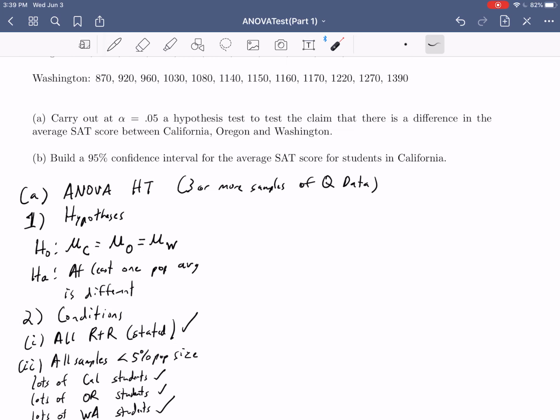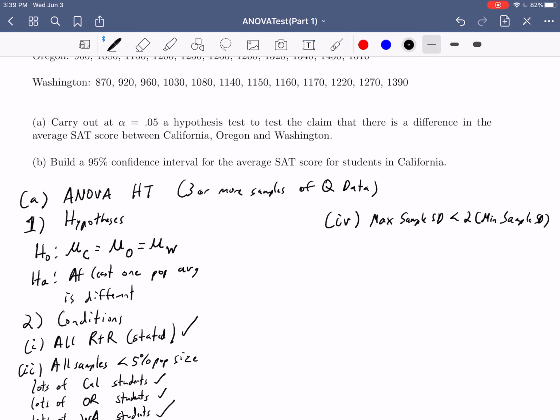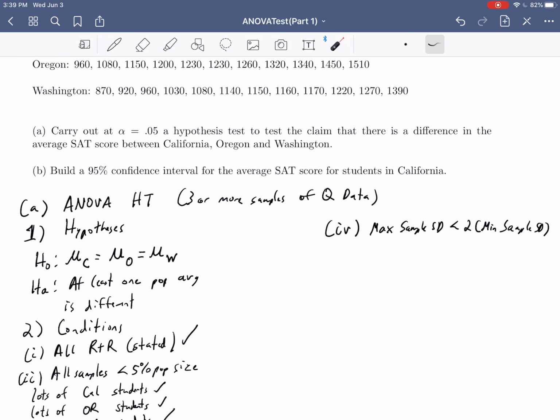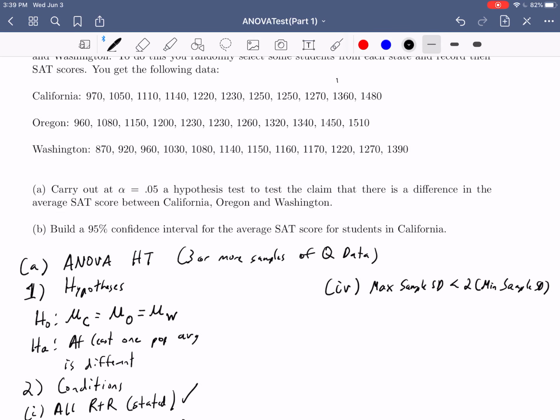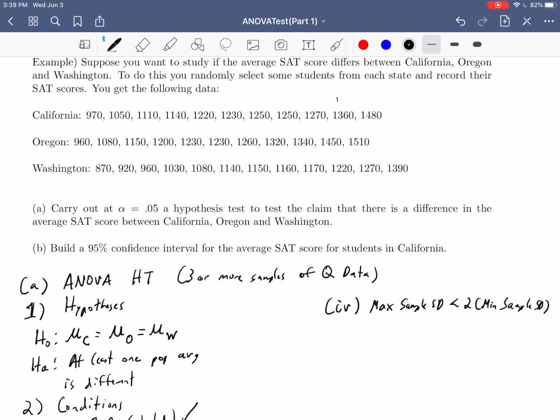We now need to check condition 4. For condition 4, we need to check that the max sample standard deviation is less than 2 times the minimum sample standard deviation. Well, at this point, if you need to calculate these standard deviations, it's probably time to go ahead and put this data into your calculator. You need to do that anyway to run the ANOVA test, so now is a good time to do so. So let's put the California data into L1, the Oregon data into L2, and the Washington data into L3. Then, since we need to know the standard deviations, let's use our 1-Var Stats on each of the lists. So let's get our data in there.